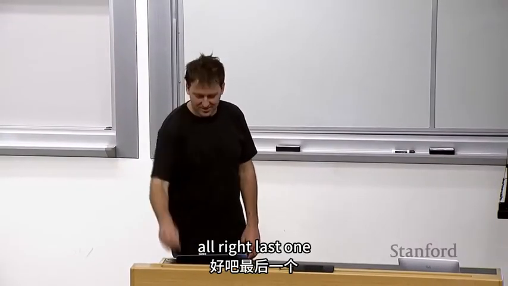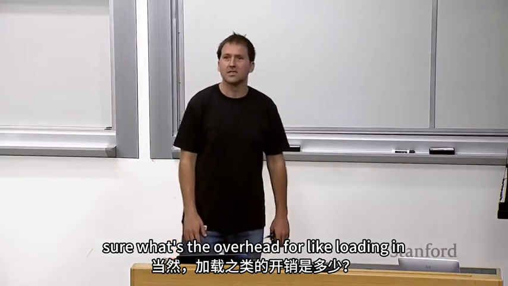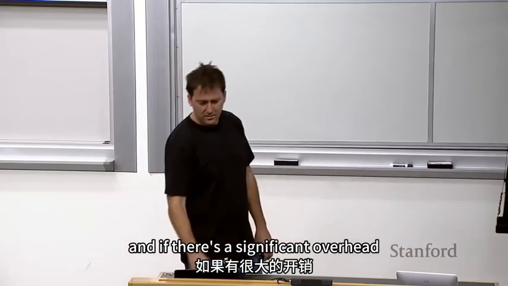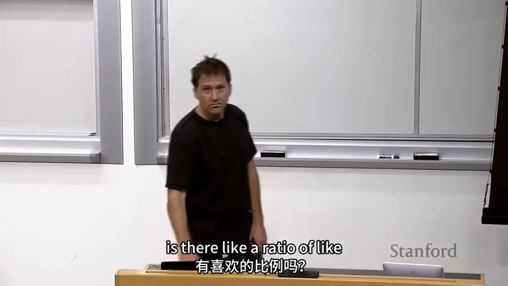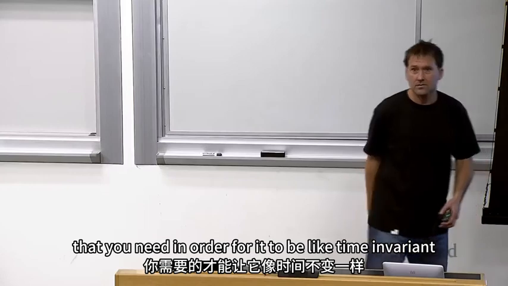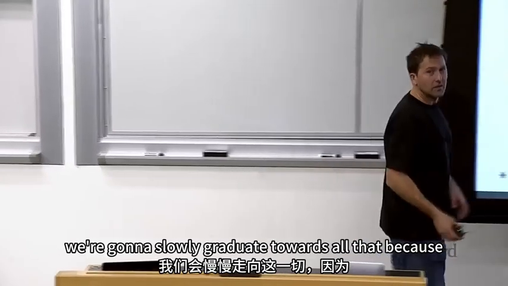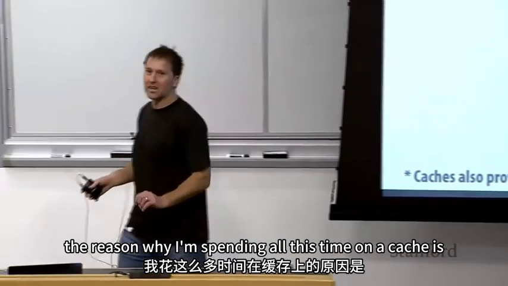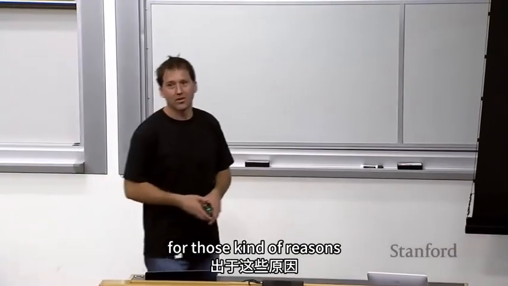All right, last one. What's the overhead for loading the cache line? And if there's a significant overhead, is there a ratio of loads and cache line hits that you need in order for it to be time economical? We're going to slowly graduate towards all that, because the reason why I'm spending all this time on a cache is for those kinds of reasons.